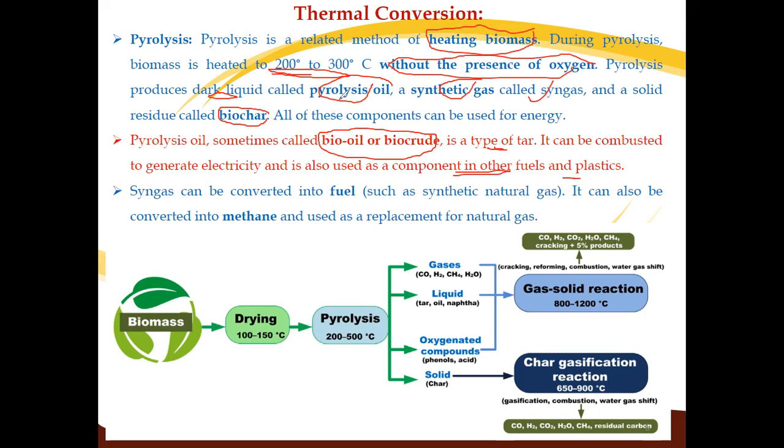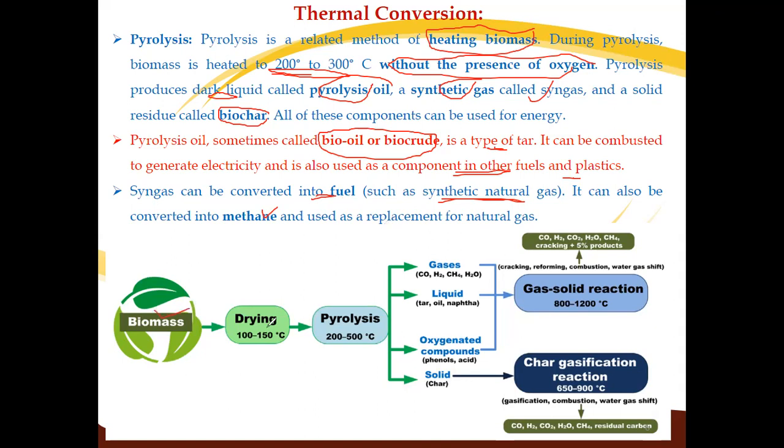Another product, the syngas or synthetic gas, can be converted into a fuel, that is synthetic natural gas. This synthetic natural gas can be converted into methane and used as a replacement for natural gas. So by using these pyrolysis methods, we get different types of fuels. It may be a solid fuel, a liquid fuel, or a gaseous fuel. So that process is there.